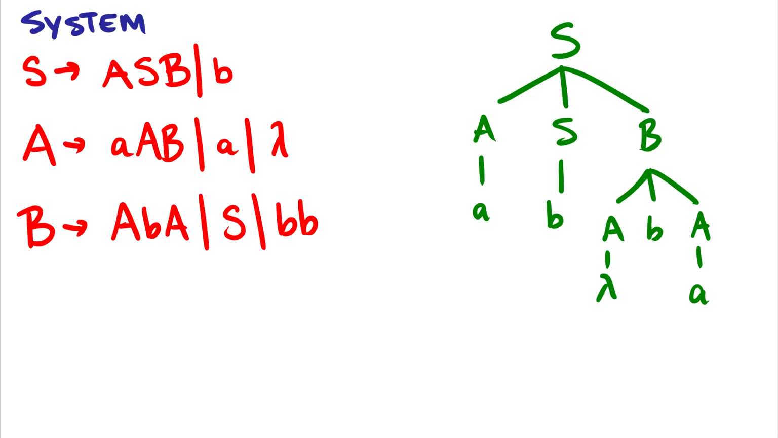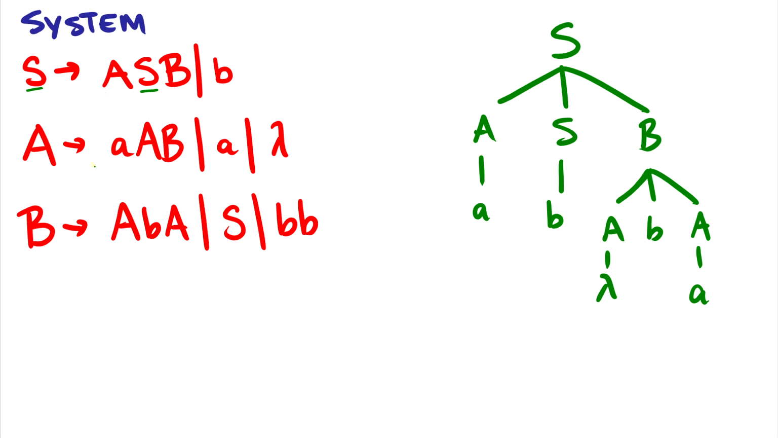Let's look at the system we're going to work with in this video. So our system here is a little bit more complicated than the one I introduced in the previous video. First, we have S goes to ASB. So this is a problem for Chomsky normal form because one, there's a ternary branching structure, but two, S is a start variable and S takes us back to the start variable. So that's not going to be okay for our system.